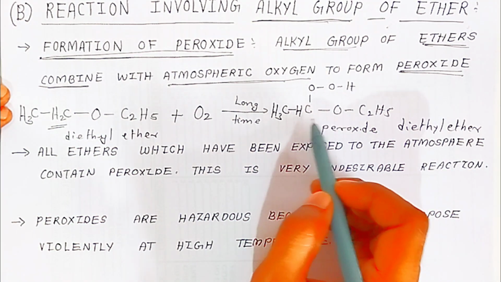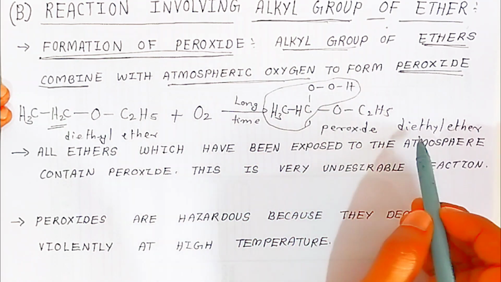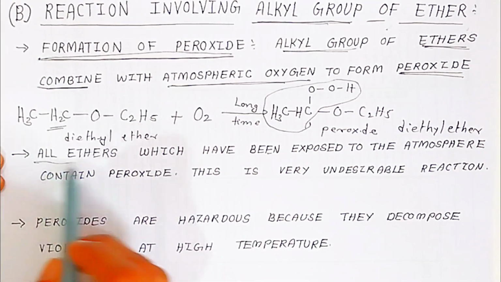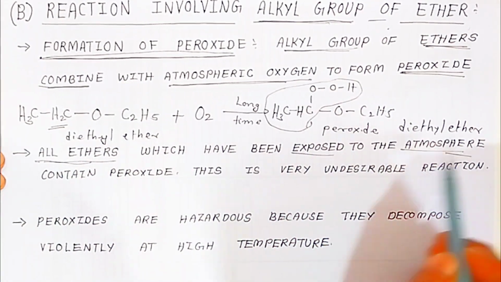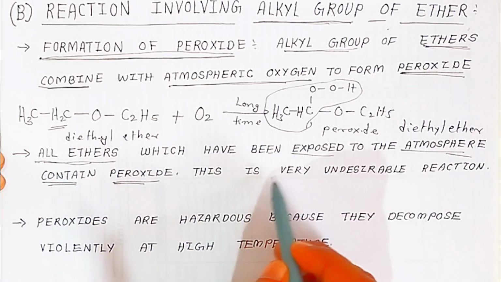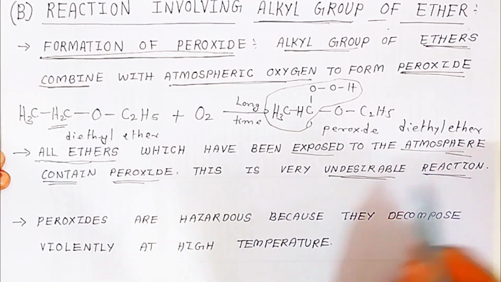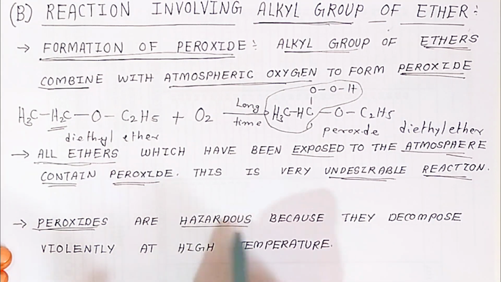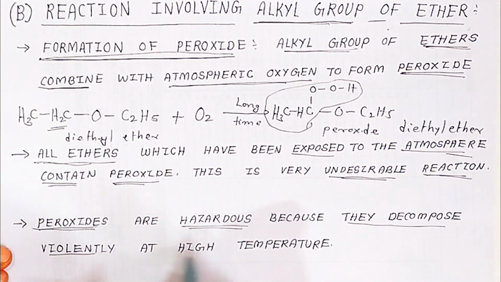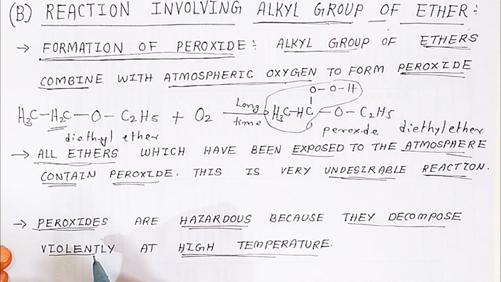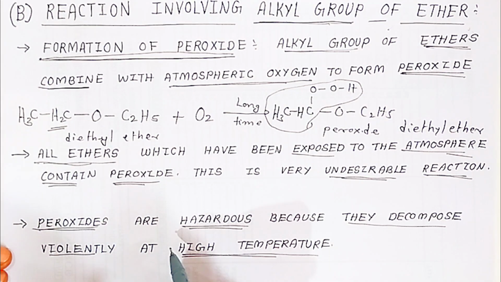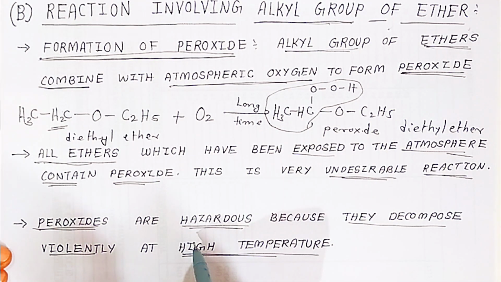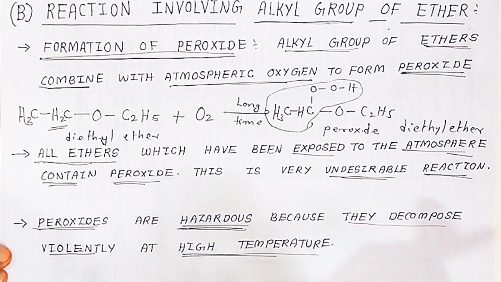So understanding students? Here only the alkyl group is involved in the formation of peroxide. That is why it is the reaction involving the alkyl group of ether. Now all ether students which has been exposed to the atmosphere will contain peroxide. This is a very undesirable reaction. Understanding students? So long exposure of ether will form peroxide ether. Now peroxides are hazardous because they decompose violently at high temperature students. So this is very important students. You have to avoid the oxygen, otherwise it will form peroxides, and all the peroxides after some time will decompose, and it is very hazardous to the atmosphere.